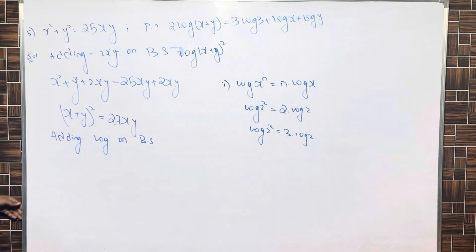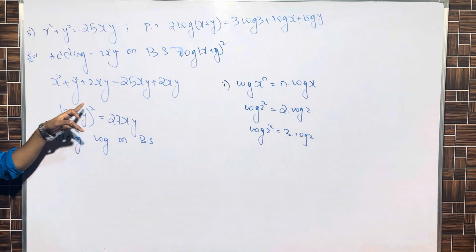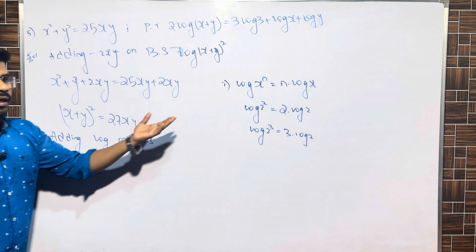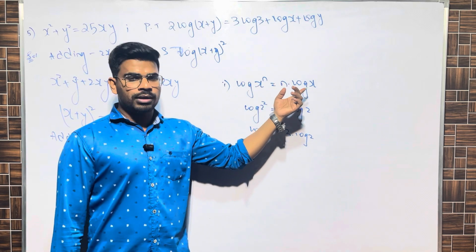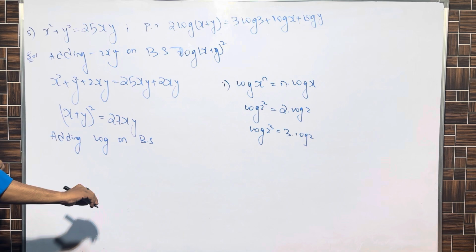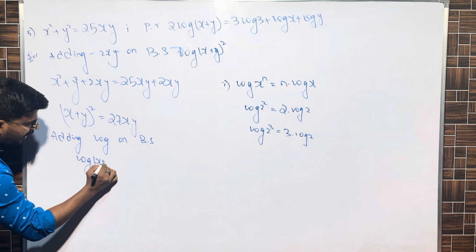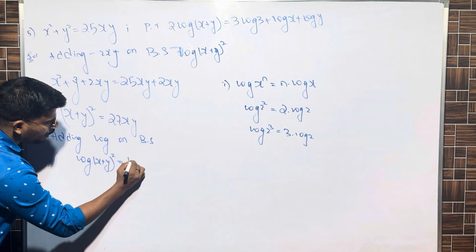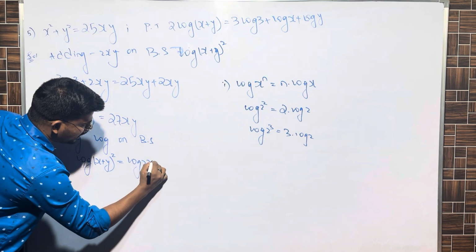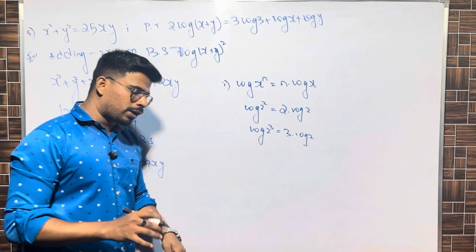Another way of understanding is, you are supposed to get this 2 before. 2 is there in the power. Power 2 should come before. What helps us to get the power before? Logarithm. If we put log, this power 2 can be brought before. So it is adding log on both sides. It is log of (x plus y) whole square is equal to log 27xy.